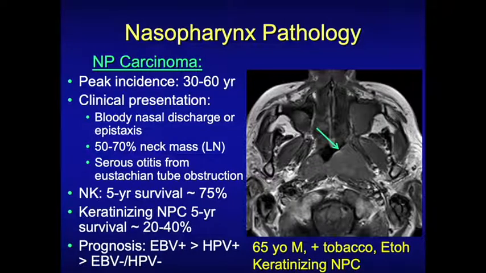Nasopharyngeal carcinomas can occur at any age, but the peak incidence is between 30 and 60 years. Patients usually present with bloody nasal discharge or epistaxis. Often they present with a lymphadenopathy as well as serous otitis from a eustachian tube opening.